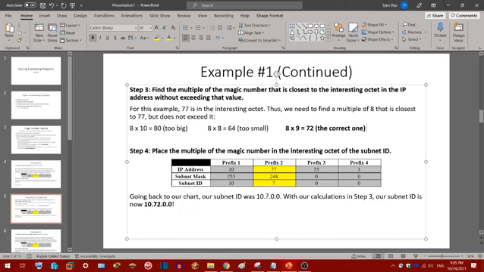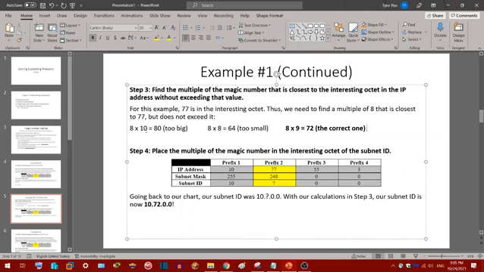Multiplying our magic number by 8 gives us 64. It's too small. We need the multiple of 8 that is closest to the interesting octet, 77, but cannot exceed it. If there's a multiple of 8 that is closer to 77 and matches but does not exceed it, then this number is not right.